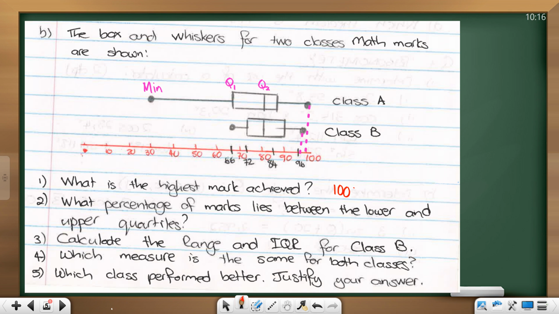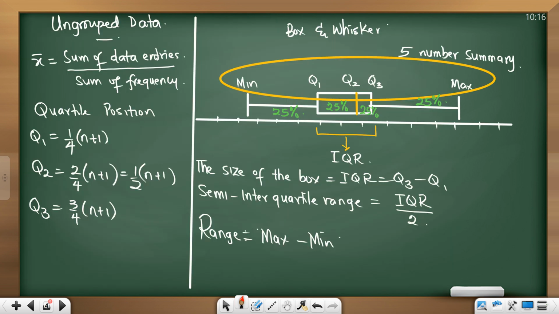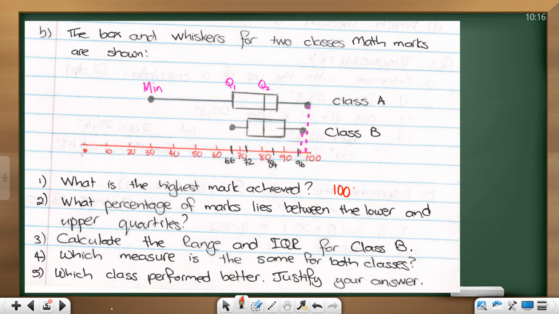Okay. What percentage of the marks lie between the lower and upper quartiles? The lower quartile and the upper quartile. No, what percentage of the marks, not what marks. Check my diagram again. Between Q1 and Q3, it's 50%. Because Q1 to Q2 is 25, Q2 to Q3, another what? 25. So that gives us what? 50%.